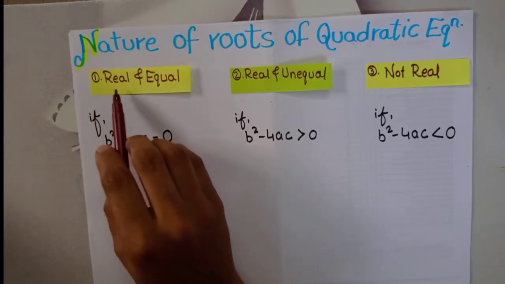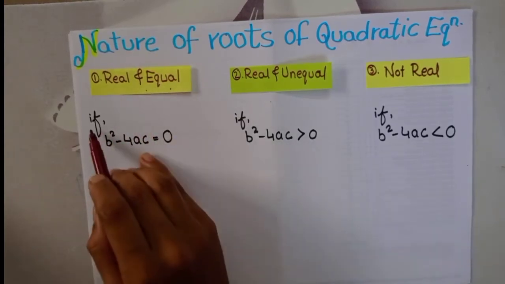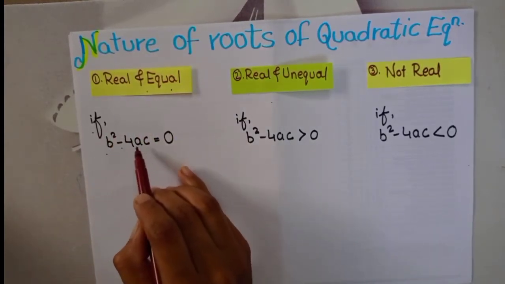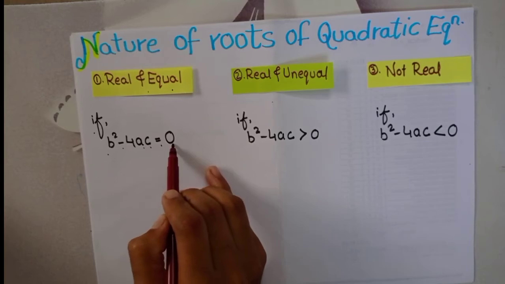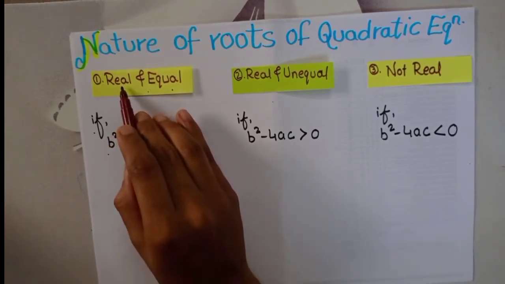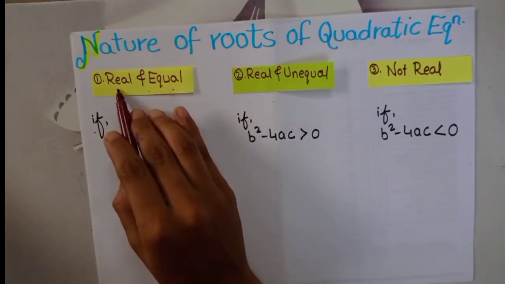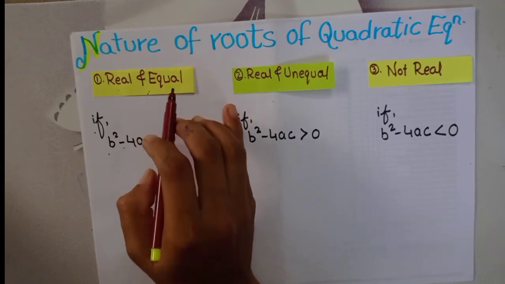First one, how to identify the real and equal roots? If b square minus 4ac is equal to 0, then we can tell that the nature of the roots of the given quadratic equation is real and equal.